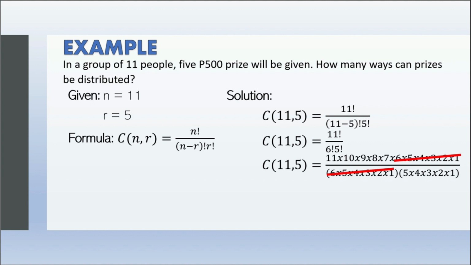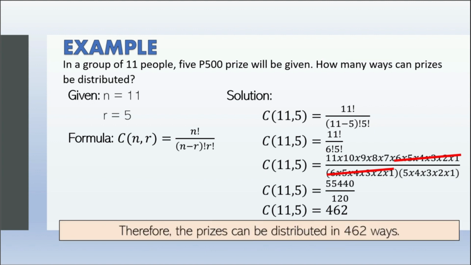The remaining terms now in the numerator is 11 times 10 times 9 times 8 times 7, which is equal to 55,440. And for the denominator, we have 5 times 4 times 3 times 2 times 1, which is equal to 120. We now have 55,440 divided by 120, which is equal to 462. Therefore, the prizes can be distributed in 462 ways.